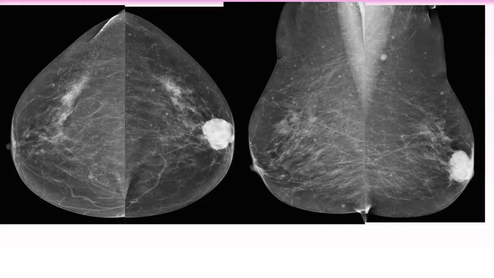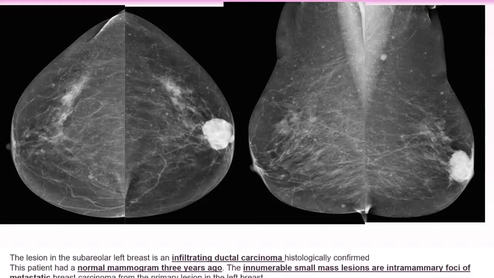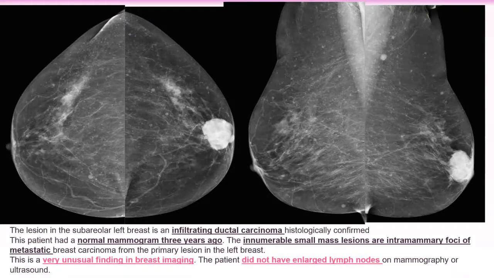Metastasis. We have to think about metastasis, because the patient has a primary. I told you the left breast lesion is invasive ductal carcinoma. So this is a metastasis, though unusual, very unusual. This patient had a normal mammogram 3 years back. Now she has innumerable small lesions of variable size scattered throughout. It is proven to be metastatic lesions, a very unusual appearance.